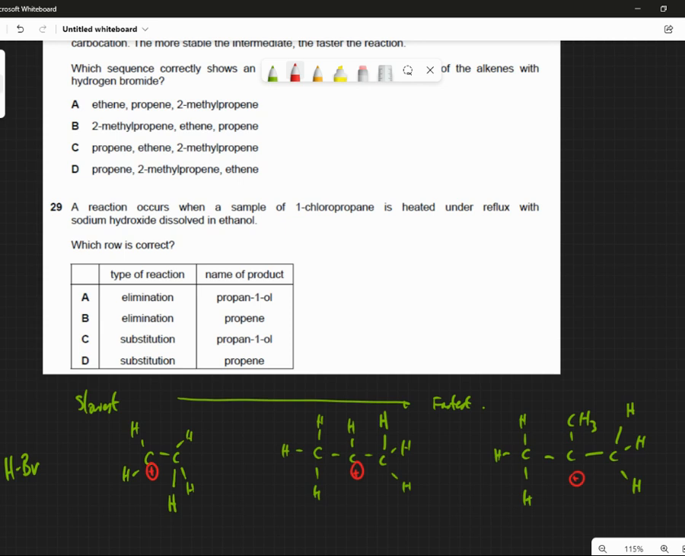Okay, not an easy question. So which one is the most stable carbocation? Well, this is the most stable because it's a tertiary carbocation. This one is a secondary carbocation, and this is just a primary carbocation. So the slowest is going to be the primary, then the secondary, then the tertiary. So amazingly, we have the right order already. So the answer is A there. Are there any questions there? That is not an easy question at all.